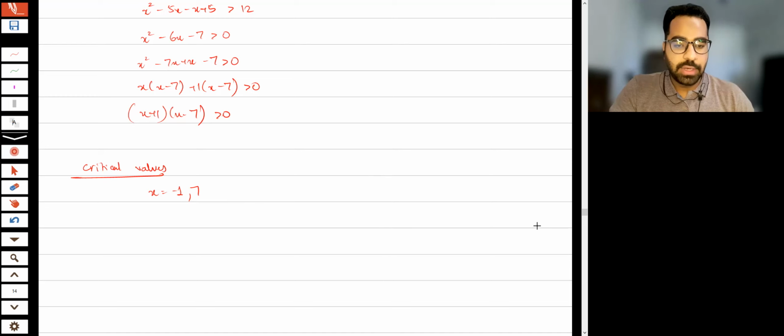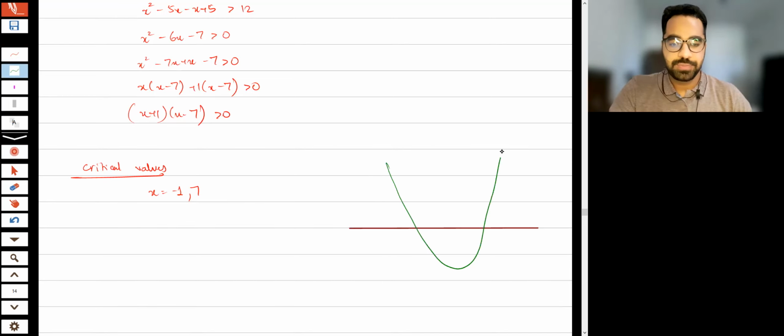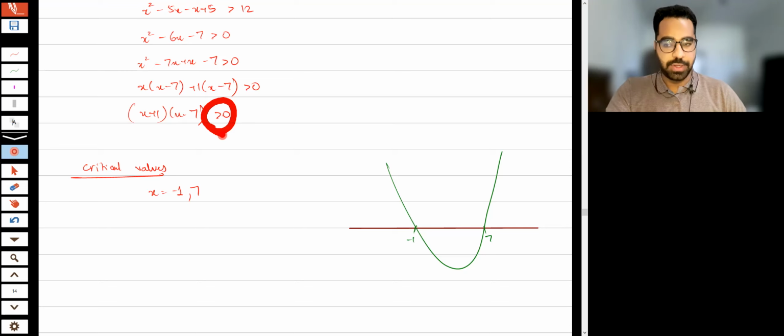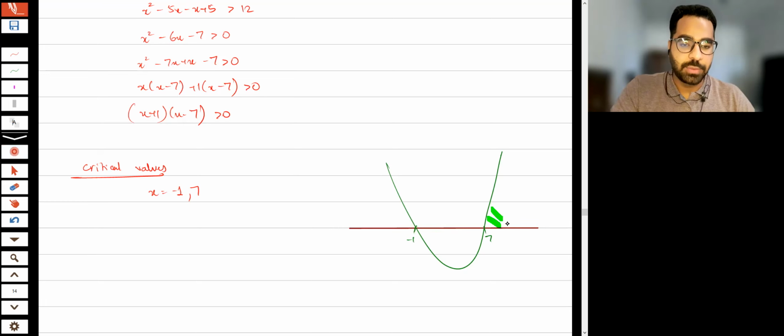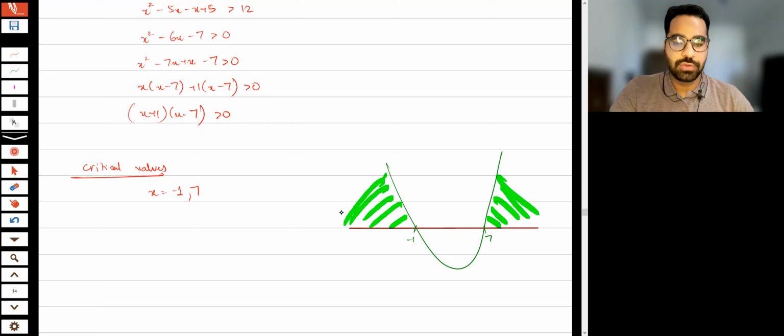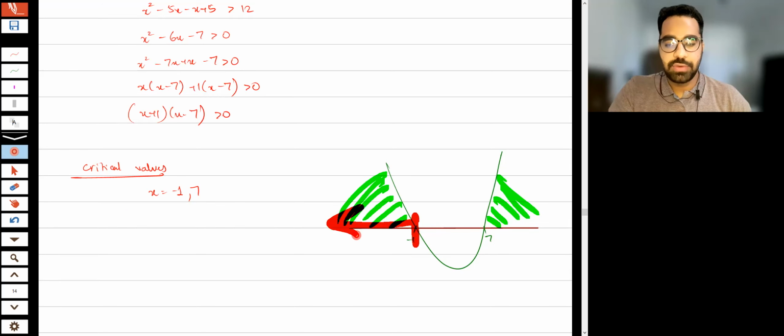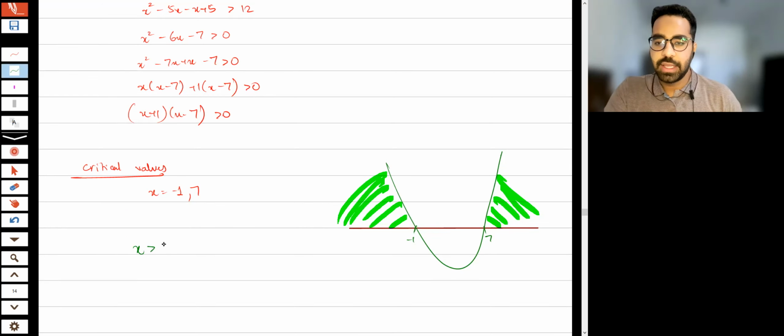Again, the same thing, draw a number line, make a minima, and mention your critical values where your curve crosses the number line or the x-axis. So this will become minus 1 and this would be 7. I have a greater than sign over here, so I'm going to shade the region above the number line or above the x-axis. So it would be this region over here and this region over here. So this means that my values of x are valid to the right of 7 and to the left of -1. So I'll get x is greater than 7 and x is less than -1.